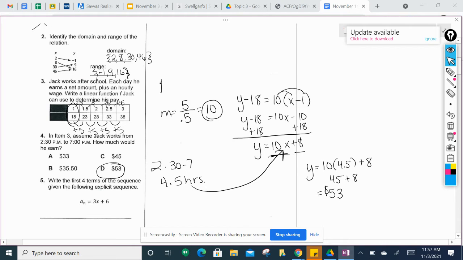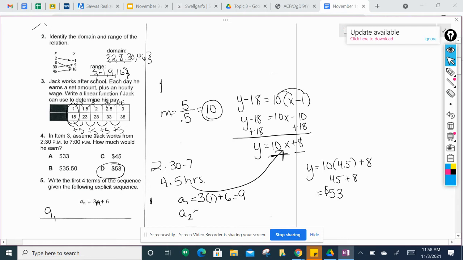Number 5 says write the first 4 terms of the sequence if it's given in this form, this explicit sequence. First of all, that should be an N. I think it was fixed. But when I do that, the first thing I'm going to do, first term, is I'm finding A sub 1. So that means I'm going to replace the N with a 1. And I'm going to take 3 times 1, which is 3 plus 6 more gives me an answer of 9. So the first term is 9.